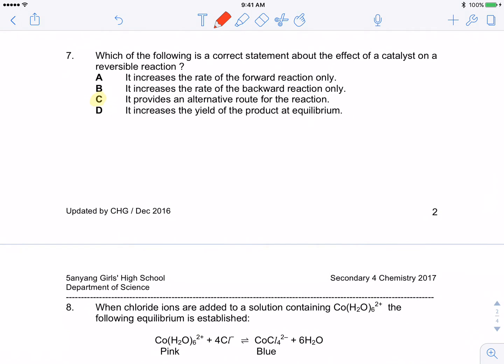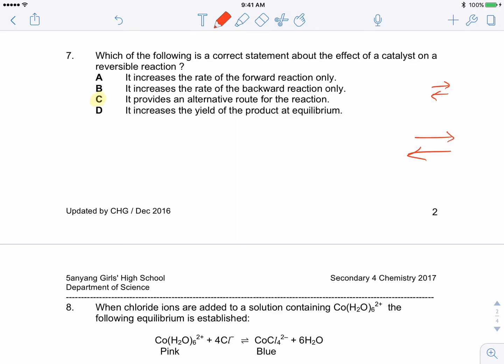Question 7. Which of the following is a correct statement about the effect of a catalyst on a reversible reaction? A. It increases the rate of the forward reaction only. This is not true, because if initially the rate of forward reaction and the backward reaction is like this, a catalyst makes both reactions faster. So both forward and backward reaction are faster. So A and B are both wrong.